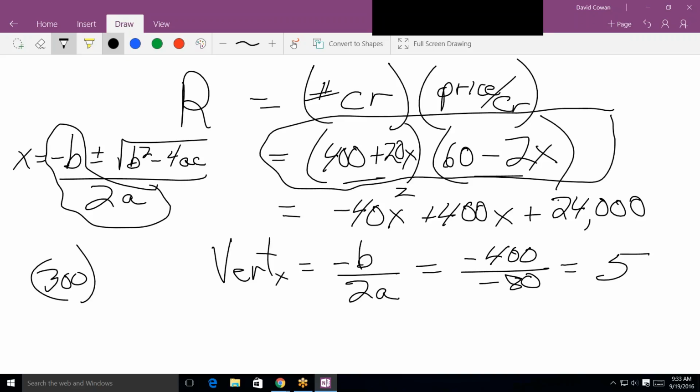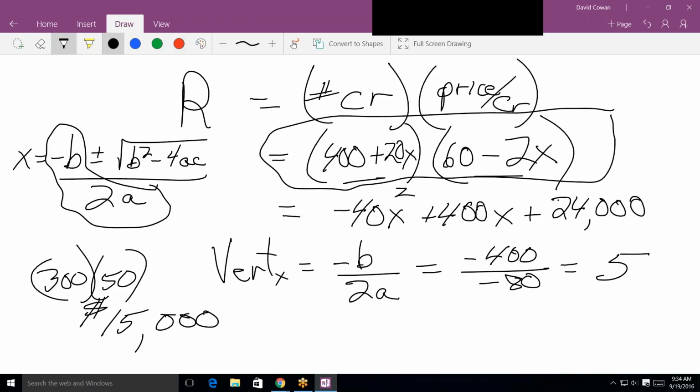times 50, which is a revenue of $15,000. So is that 15,000 the y-coordinate of the vertex when the x-coordinate is 5?